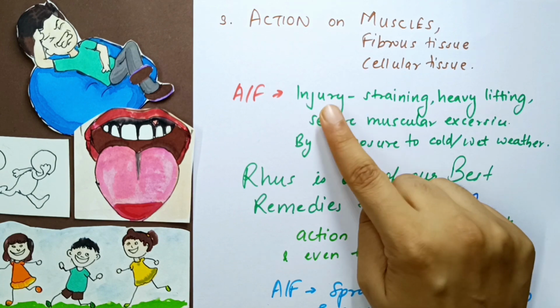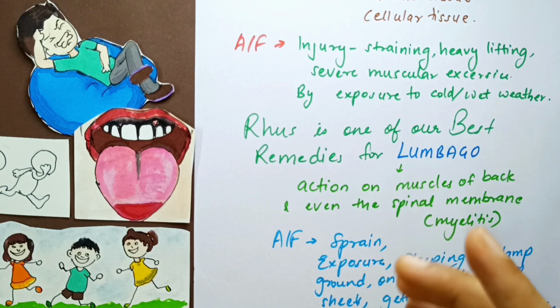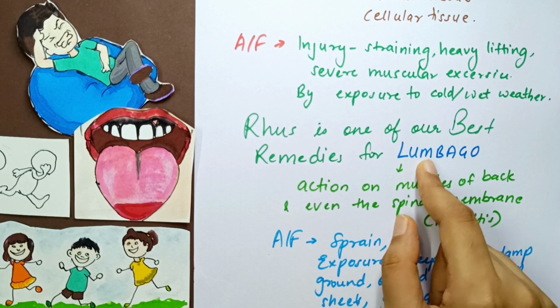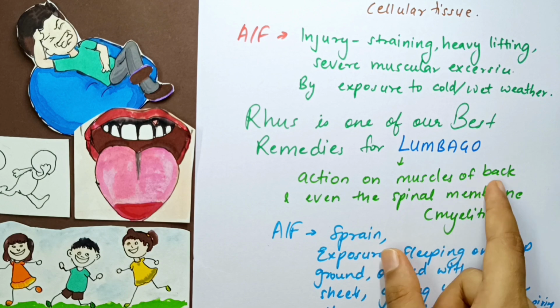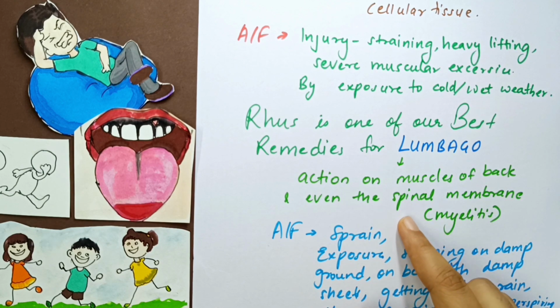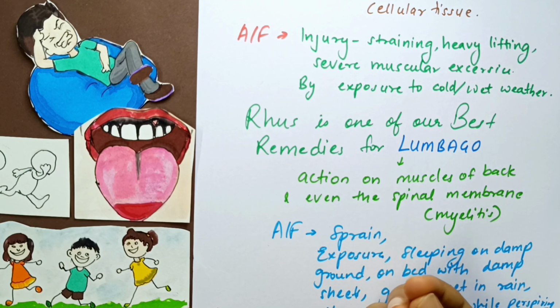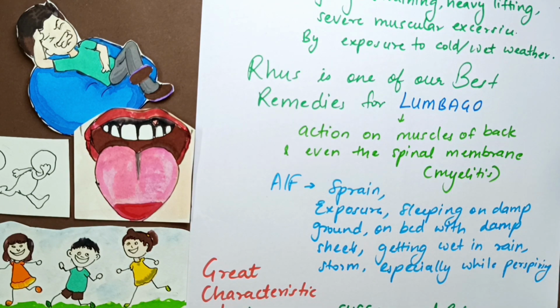So Rhus Tox is one of our best remedies for lumbago. Lumbago is another term for backache, and it is very extensively used in our Materia Medica, so do not get confused, it just means backache. And it has action on the muscles of the back and even the spinal membrane. So see, myelitis. Rhus Tox not only has an action on the muscles, but also on the spinal membrane, that is myelitis. Ailments from sprain, which is the same thing, sprain, strain, all of these will be there.